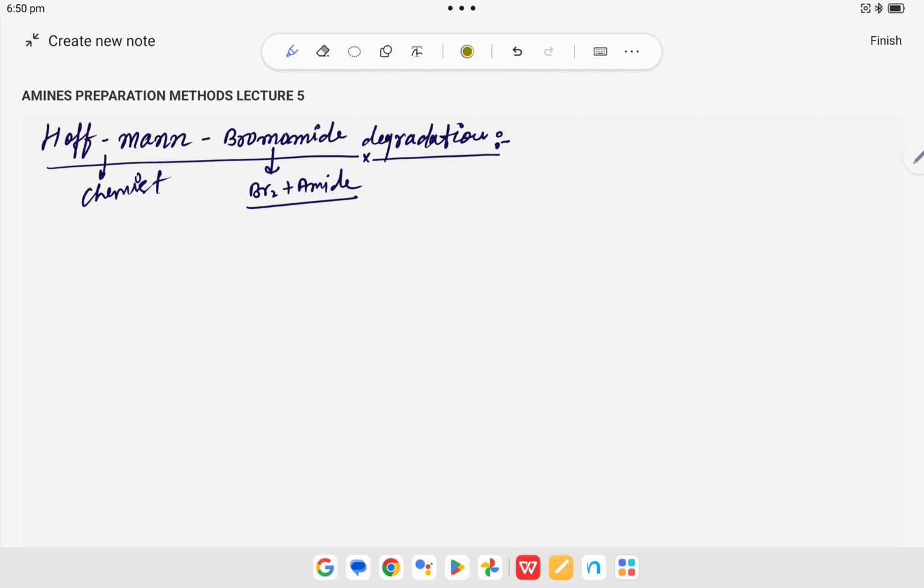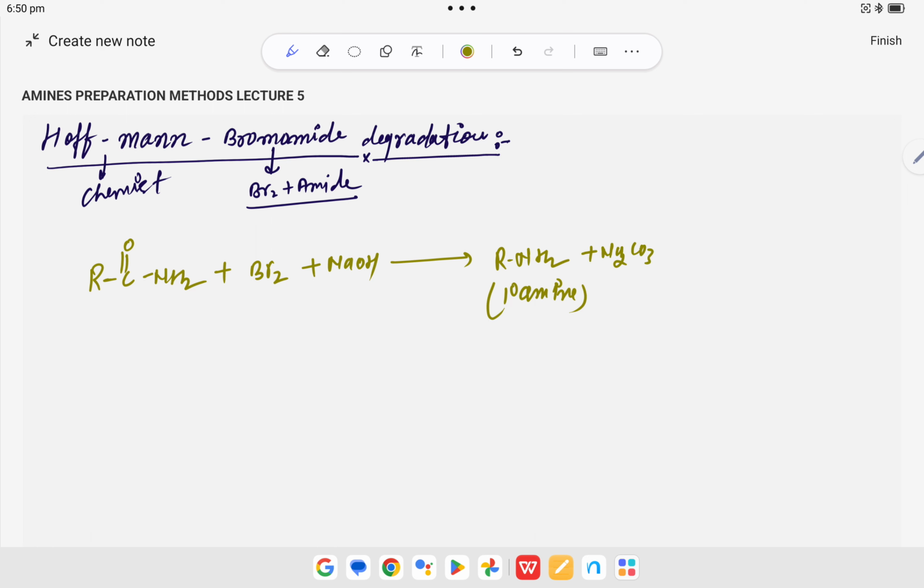The reaction is RCONH2, that is your amide, plus bromine plus NaOH. In that case, RNH2, a 1 degree amine, will be formed. Byproducts are Na2CO3 plus NaBr plus H2O.